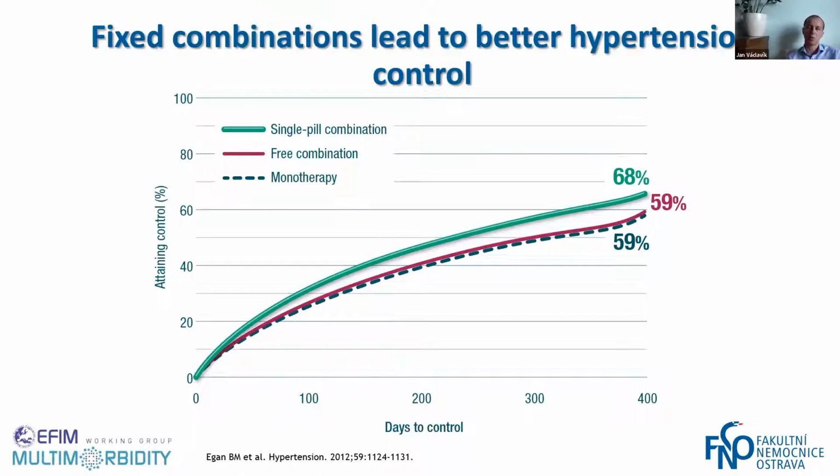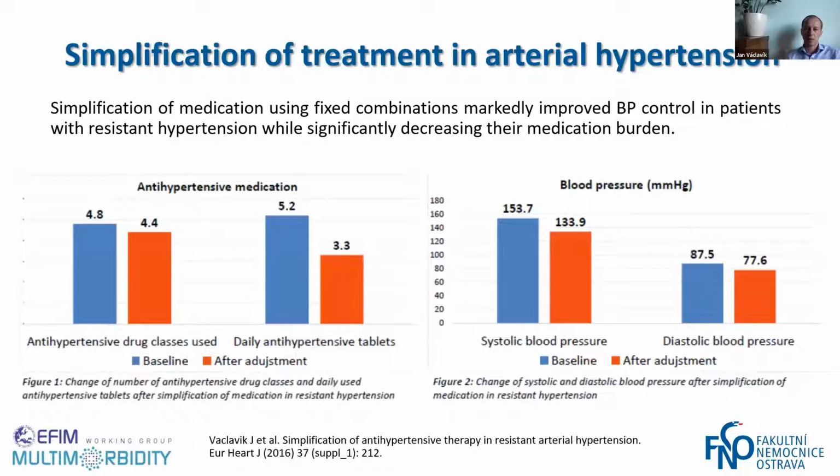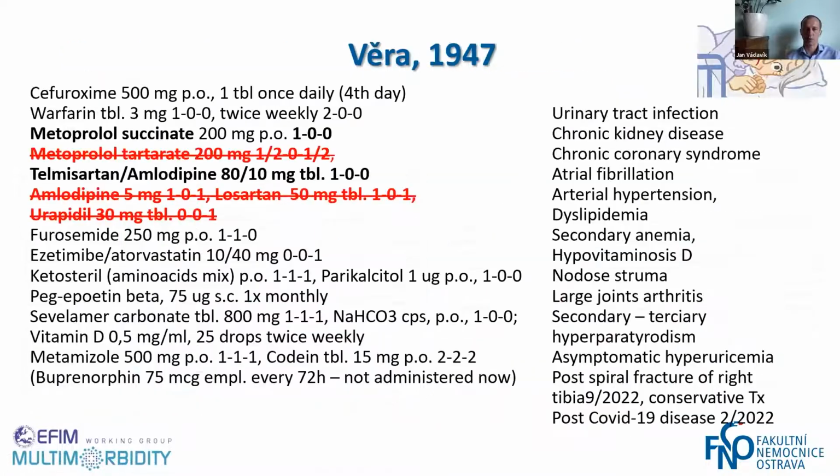better hypertension control. And our study in about 200 patients with resistant hypertension showed that if we simplified the medication of patients, we got to a lower number of daily used drugs by 2 tablets daily, but more importantly, their blood pressure control improved markedly with this simplification, simply because they had better adherence and used fewer drugs. So to simplify her antihypertensive treatment, I would give her metoprolol succinate once daily and a fixed combination of telmisartan and amlodipine instead of amlodipine and losartan, and we've already left out urapidil.